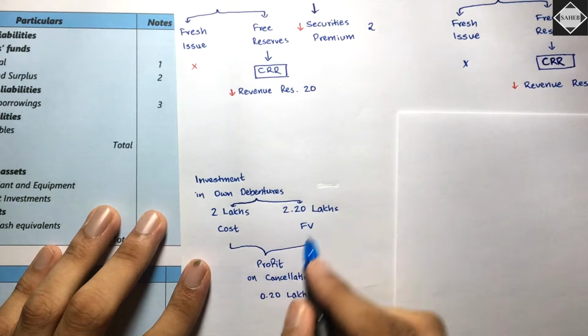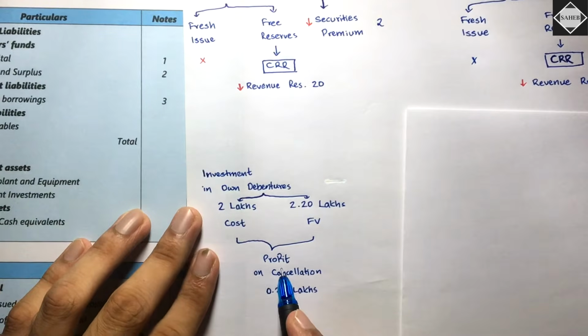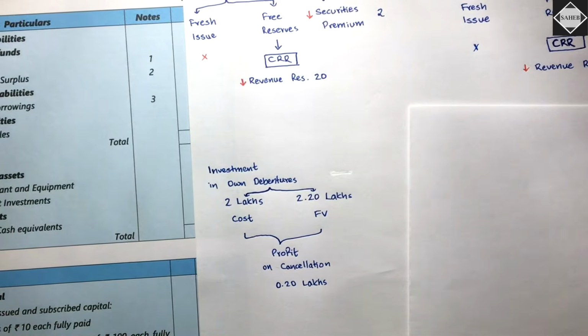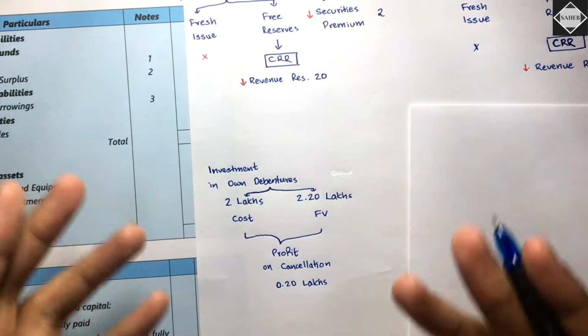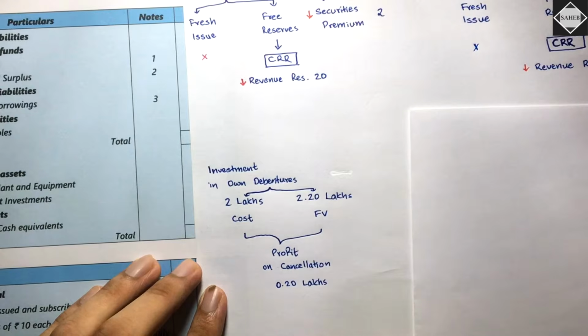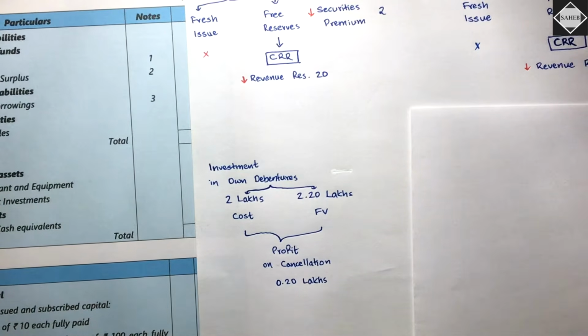So the difference between those two, when you cancel them, will be profit. Face value is more than cost, so of course you have paid less to acquire more debentures, more value of debentures. That's why when you cancel, there will be profit on cancellation of 0.20 lakhs, which is 20,000. Isn't it simple? Easy. So now how will you cancel the debentures?